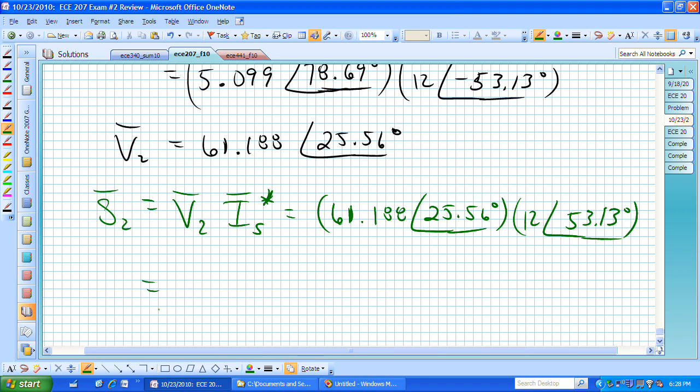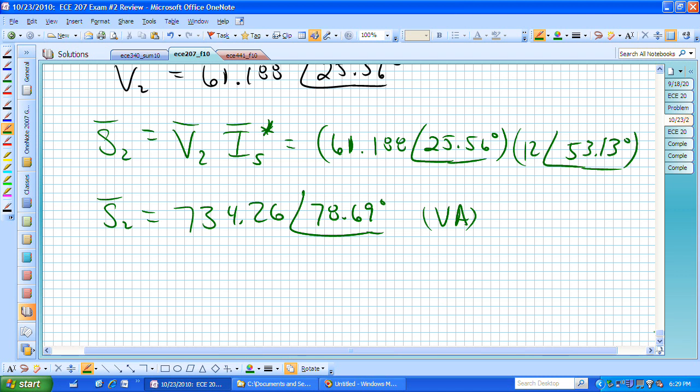The apparent power in terms of its magnitude is going to be 61 times 12, or that's going to end up being 734.26. Our angle is going to be roughly 78.69 degrees, and that's our complex power, which again, let's go ahead and break that down into its rectangular parts, the real part and the imaginary part.